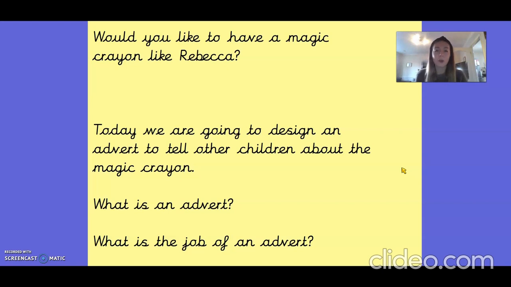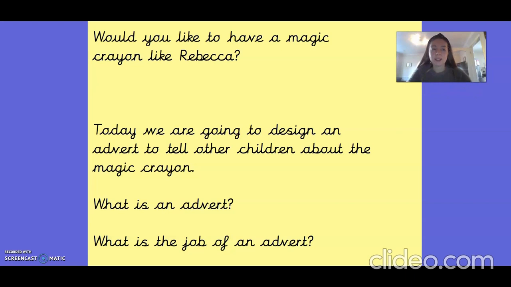So today, we are going to design an advert to tell other children about this magic red crayon, because I bet there are lots of children out there who haven't heard of our fantastic story journey, and they don't know about this magical red crayon that they could get their hands on. So we're going to design an advert to tell them all about it. But first, what is an advert? Do you know what an advert is? What is the job of an advert? See if you can think, pause the video, what is an advert? And we'll come back and talk about it together.